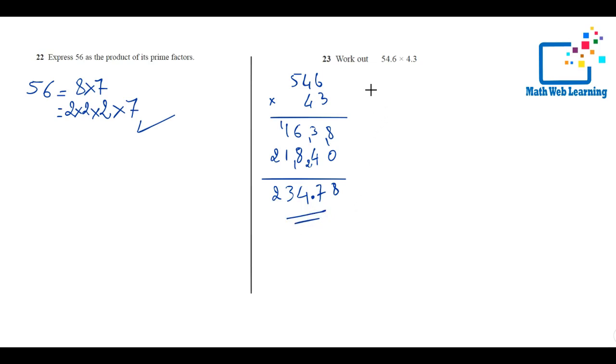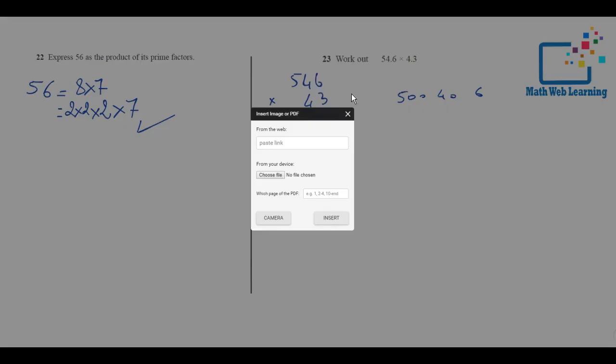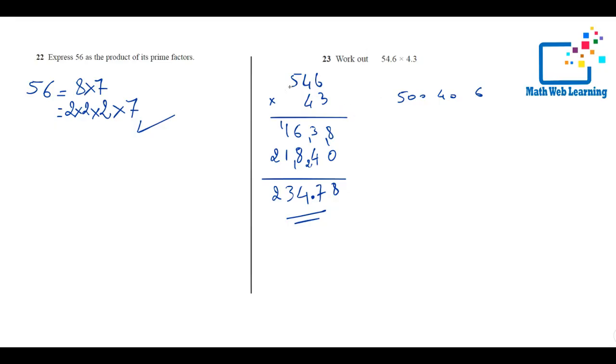The other method is a bit longer, but I'm going to do it using this. You're going to have to partition everything. 546 using the grid method, or the table method. So you do 500, sorry, and 40 and 6. And let me move this.